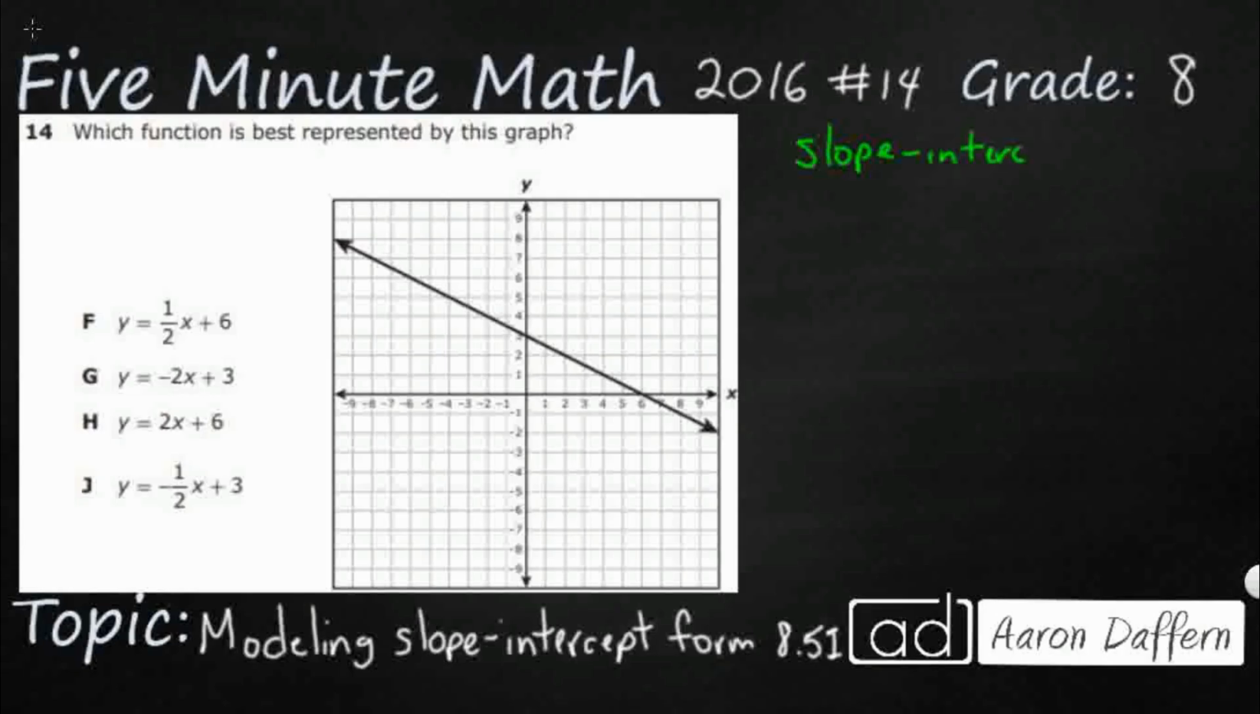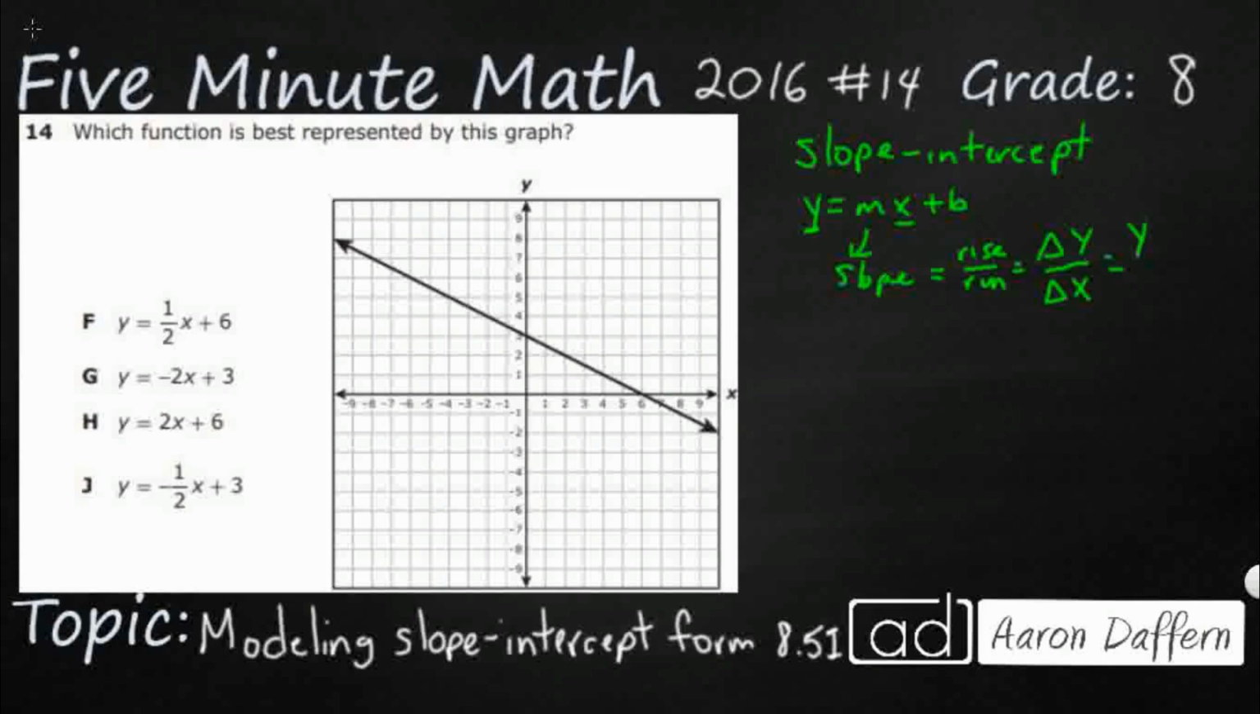So the slope-intercept form of these functions is going to be y equals mx plus b. Our y and our x are the dependent and independent variables. Our slope is going to be represented by this m, and we can calculate that by thinking of rise over run, which means we take the change in y over the change in x, and look at it as a fraction.